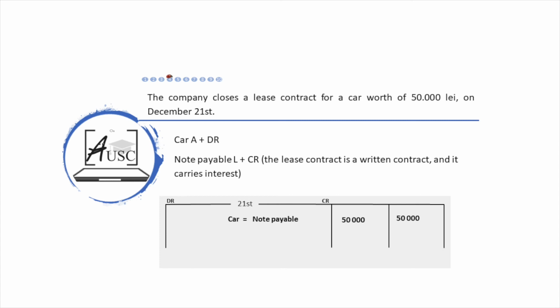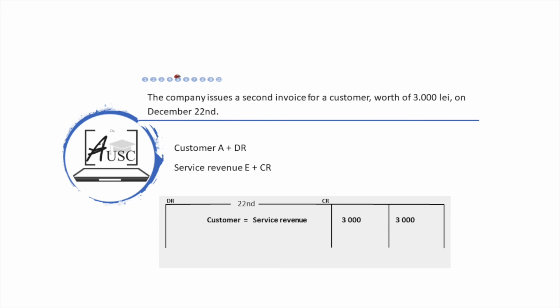The company closes a lease contract for a car worth 50,000 lei on December 21st. We have car, asset plus debit record, note payable, liability plus credit record. The lease contract is a written contract and it carries interest. The journal entry is car on the debit record equal note payable on the credit record with the value of 50,000. The company issues a second invoice for a customer worth 3,000 lei on December 22nd. So we have customer, asset plus debit record, service revenue, equity plus credit record.